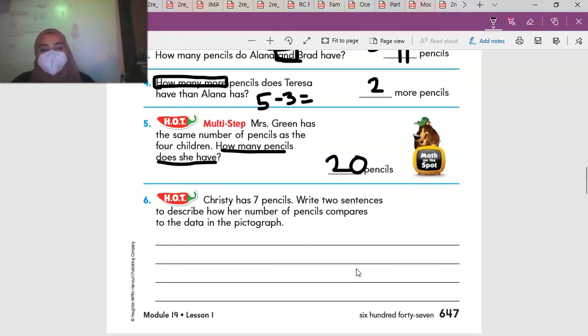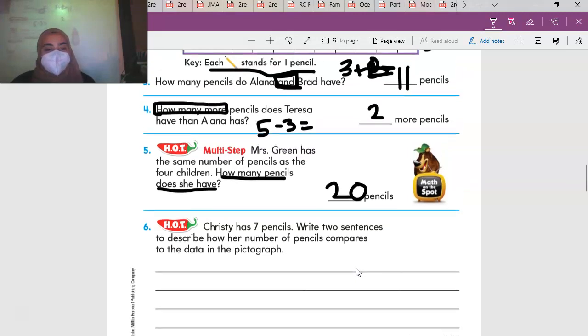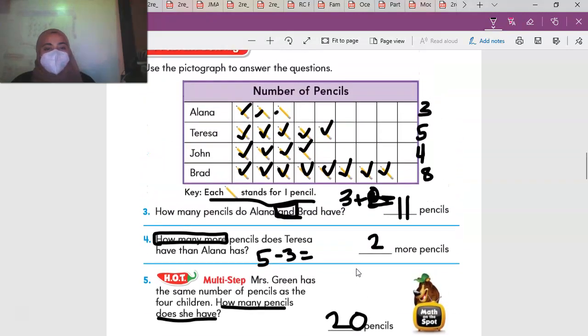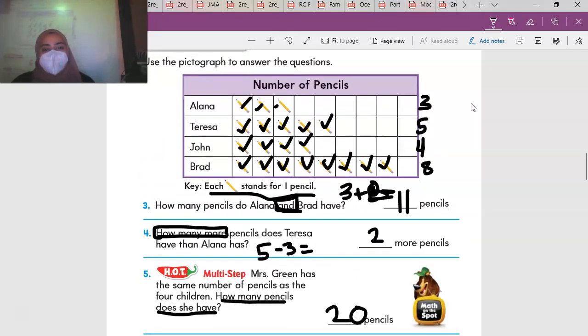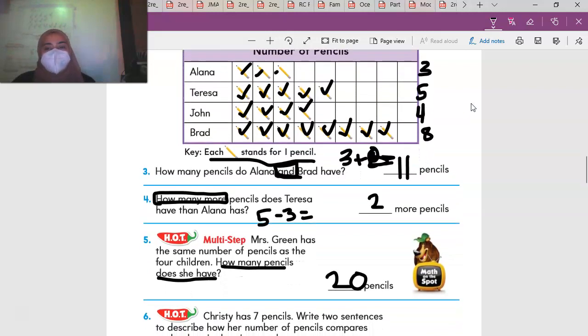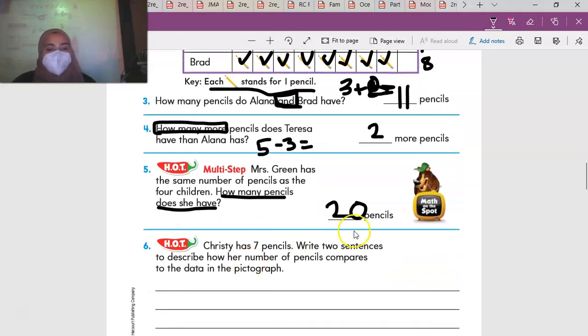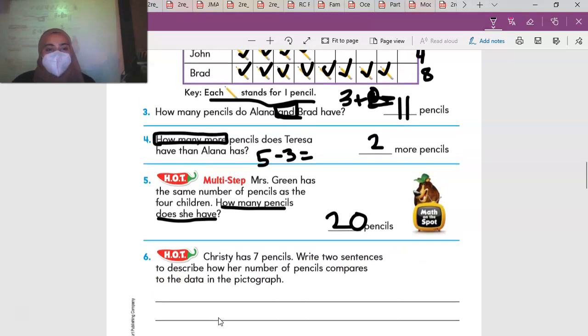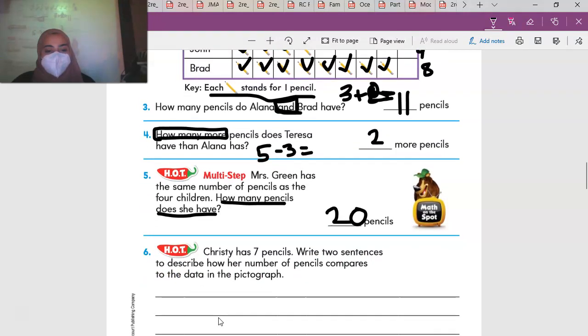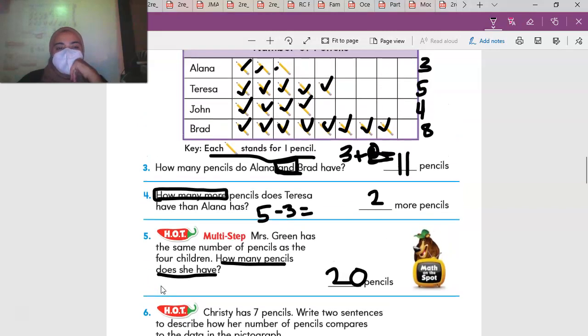Christy has 7 pencils. Write 2 sentences to describe how her number of pencils compares to the data in the graph. So Christy has 7 pencils. If she has 7, she has more than who? Good. Then she has more than Elena, Teresa, and John. So we can write: Christy has more pencils than Elena, Teresa, and John. You have to write it.